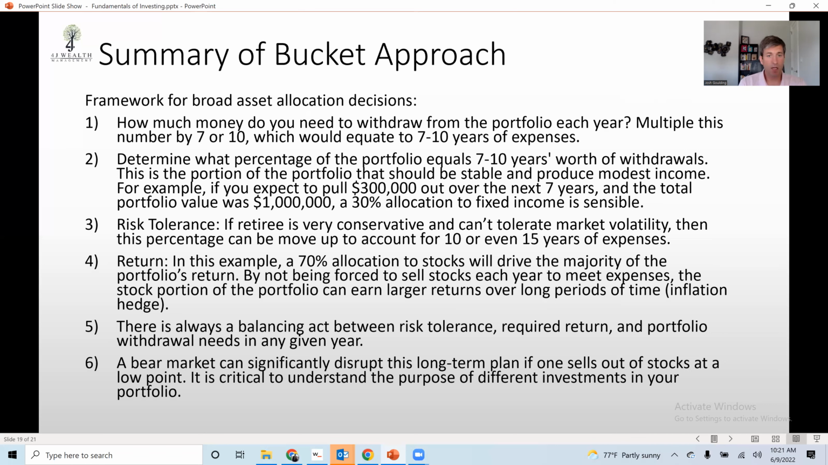Lastly, a bear market like we're going through now can significantly disrupt this long-term plan if one sells out of stocks at a low point, right? So it is critical to understand the purpose of different investments in your portfolio.